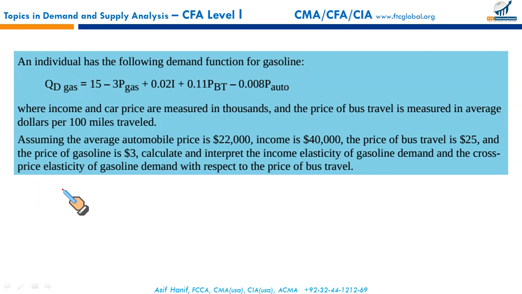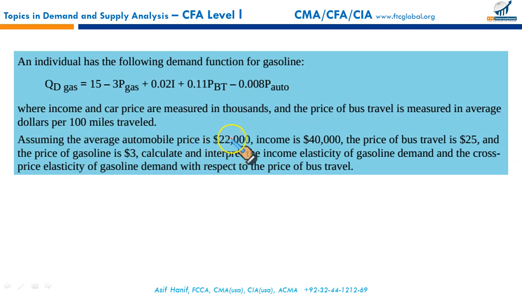All right, now let's see what the question requires. Where the income and car price are measured in thousands and the price of bus travel is measured in average dollars per 100 miles. Remember, the price of auto means the price of car. When the price of car goes up, people will buy fewer cars, hence the quantity demanded of gasoline will fall. So the function makes full sense now. Now, what do we need? And the price of the bus travel is measured in average dollars per 100 miles. So these are the inputs.